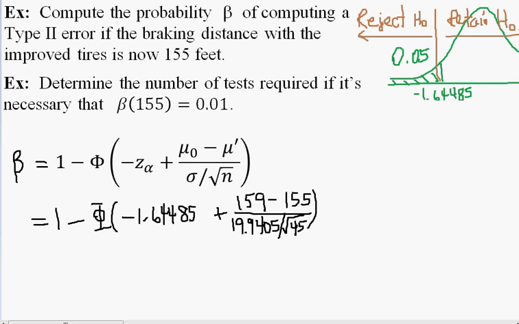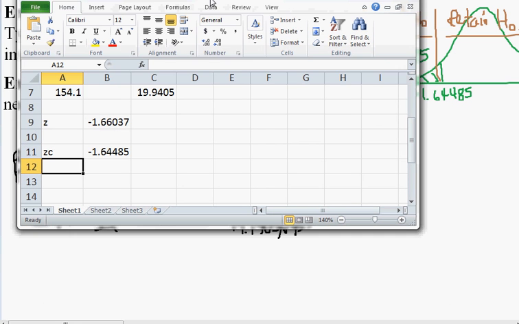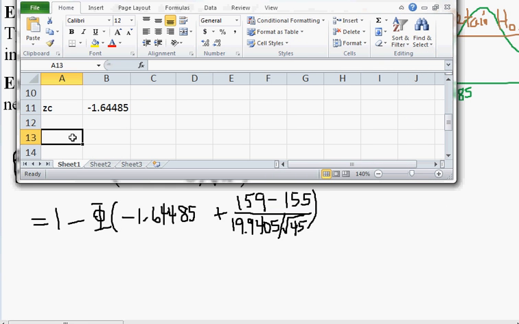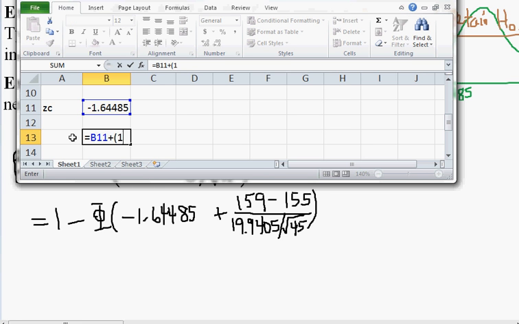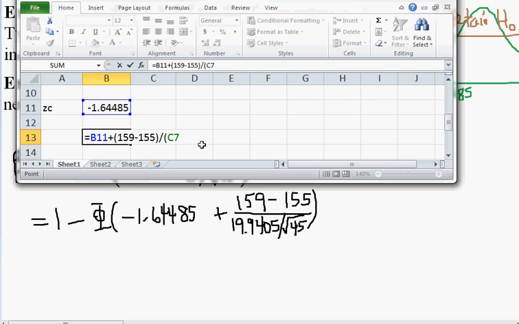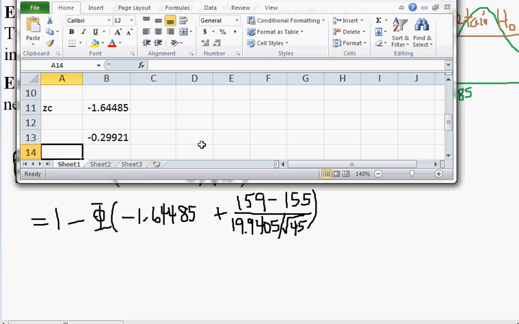Okay, so we do use Excel to do the arithmetic here. So the thing in the parentheses will be equal to the z value, plus 159 minus 155 divided by the standard deviation over the square root of 45. So we get negative 0.29921.